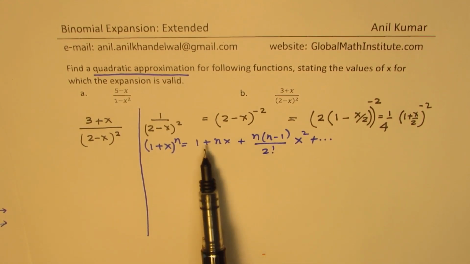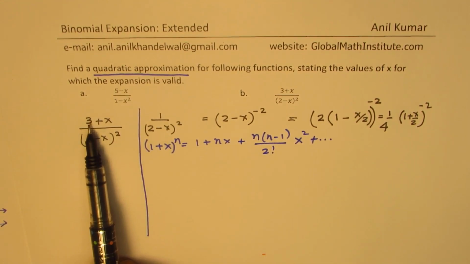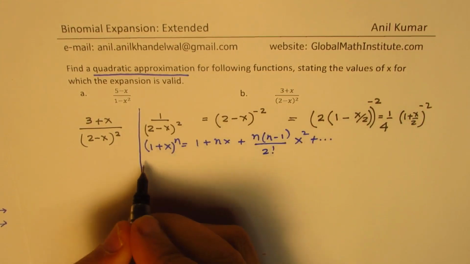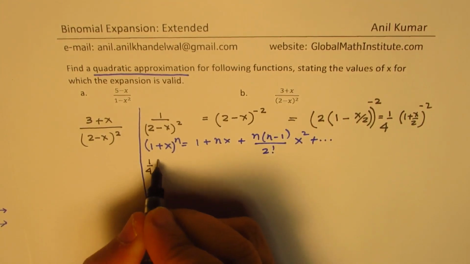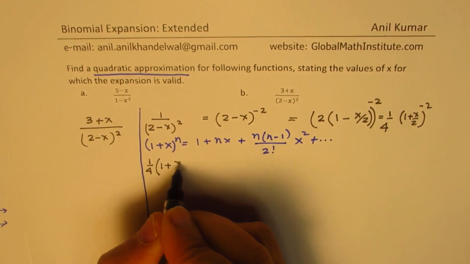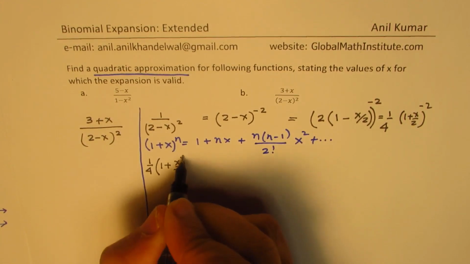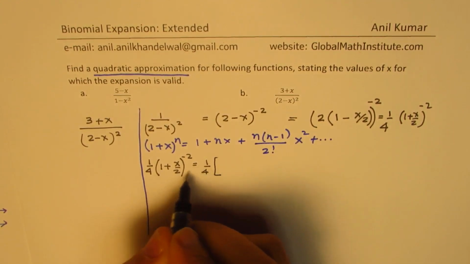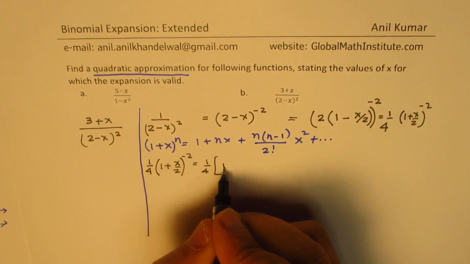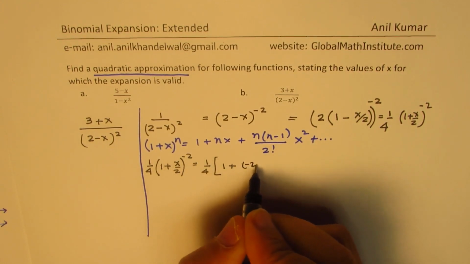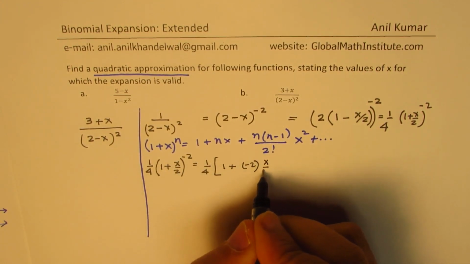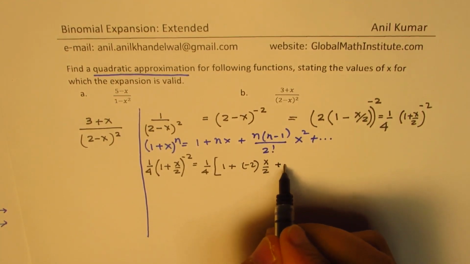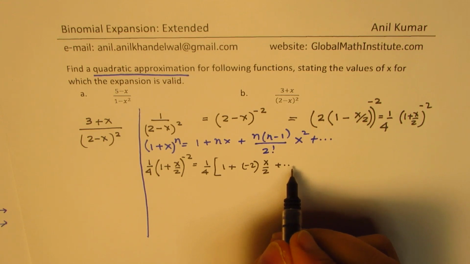In fact, we actually need only 2 terms because we are also multiplying by 3 plus x, right? Okay. So we need to approximate 1 over 4 times (1 plus x over 2) to the power of minus 2. So that is 1 over 4, and we'll expand this part, which is 1 plus n values minus 2, and the x value is x over 2, right?